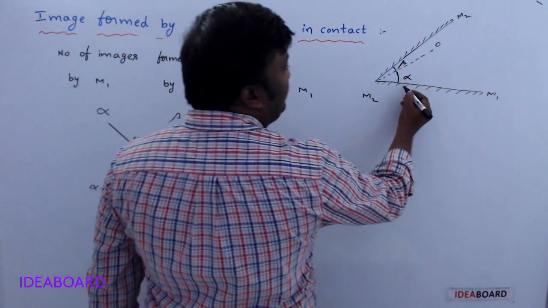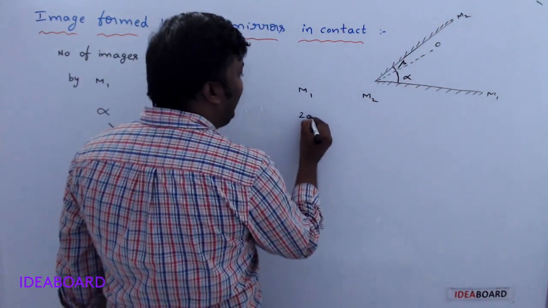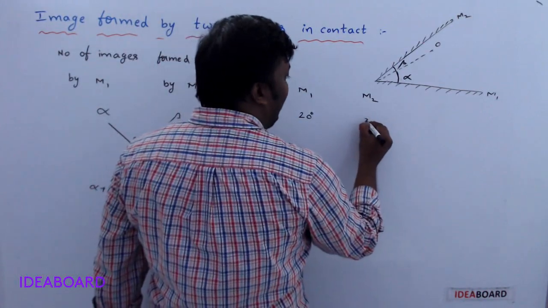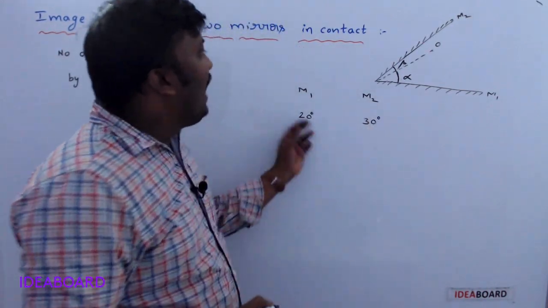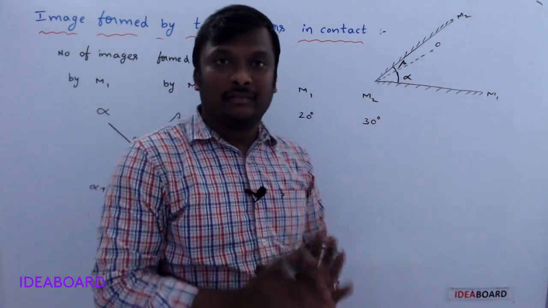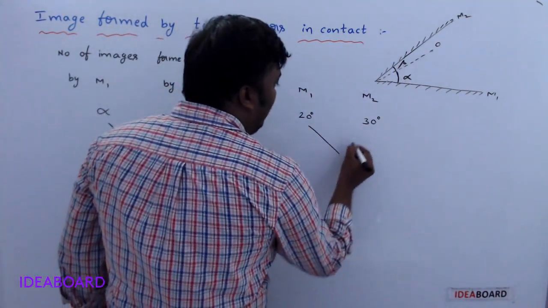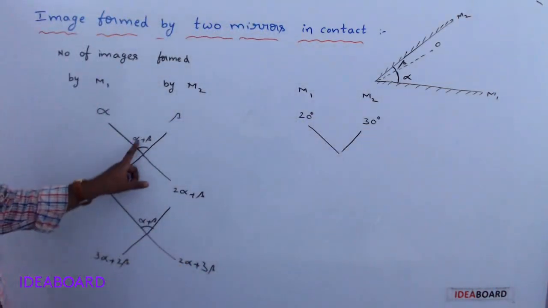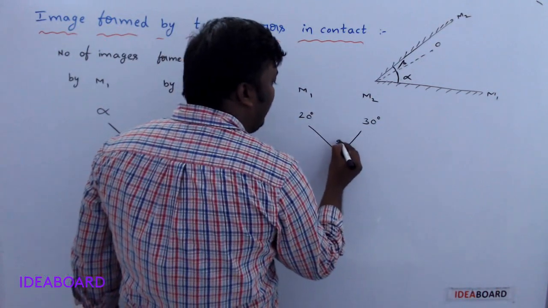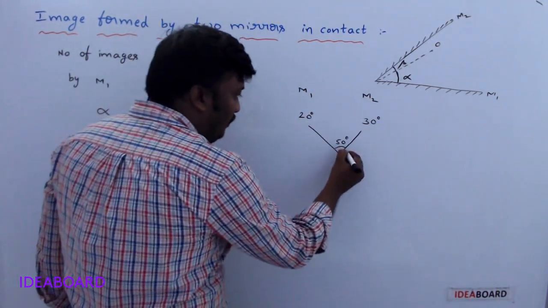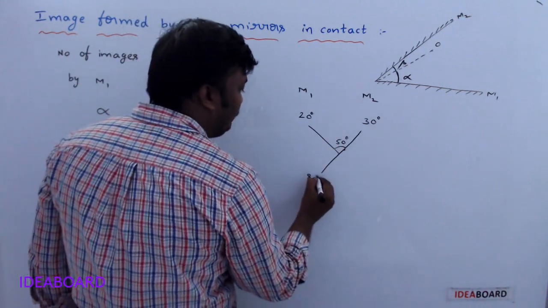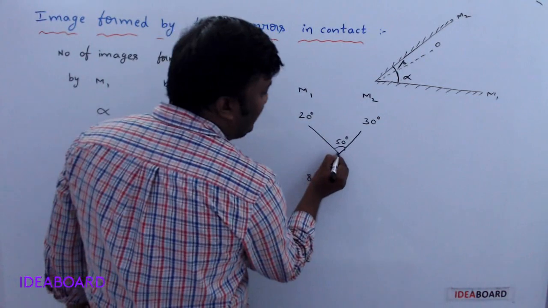Let us check one example. Suppose M1 makes an angle of 20 degrees with the point object and M2 makes an angle of 30 degrees. So alpha is given as 20, beta is given as 30. Just I would like to take this one. Now, use this method properly. What is the total angle first? Alpha plus beta, 20 plus 30, 50, right? Now here 50 plus 30 is 80, and 20 plus 50 is 70.